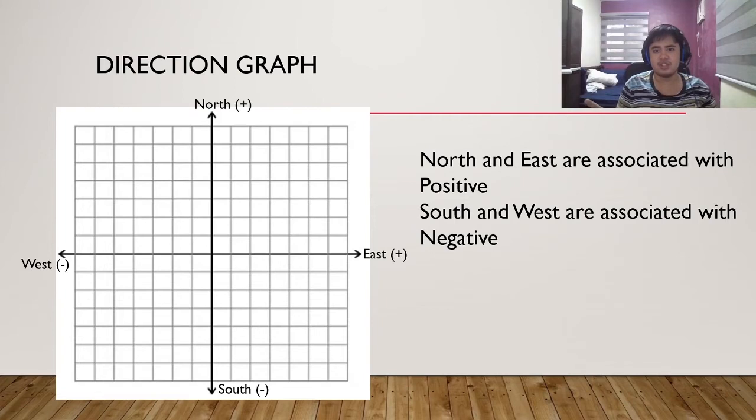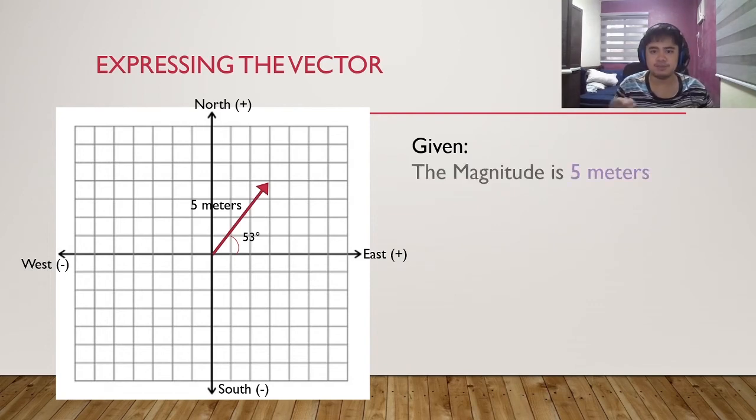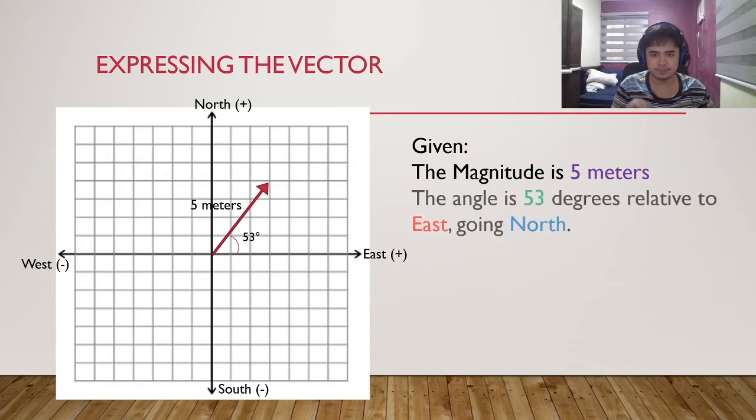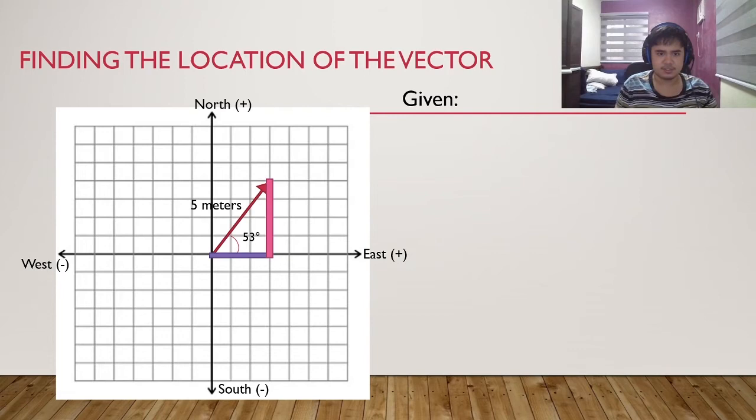Before we discuss vectors, I need to discuss direction graphs. North and east are associated with positive, and south and west are associated with negative, as shown in this graph. Now, let's learn to express the vector. We are given here that the magnitude is 5 meters, and that the angle is 53 degrees from east, going north. Therefore, we can say that the vector is measured as 5 meters, 53 degrees going north of east.